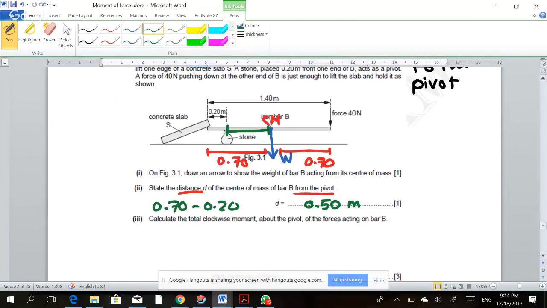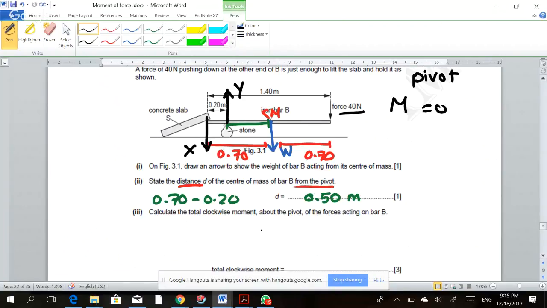Total clockwise moments. As we mentioned before, we have to determine all the forces that act on the plank. We have the slab here. This is the force of the slab, X, which is unknown. The force from the pivot, let's say it's Y. The weight, and 40 newtons. The moment of Y is 0 because its line of action passes through the pivot. So we will have the moment from 40, the moment from the weight, and the moment from the concrete slab.